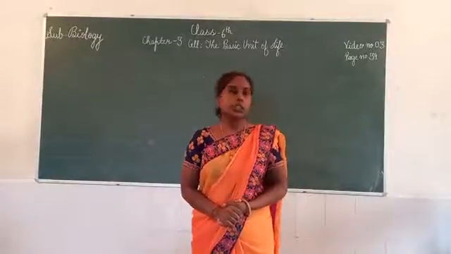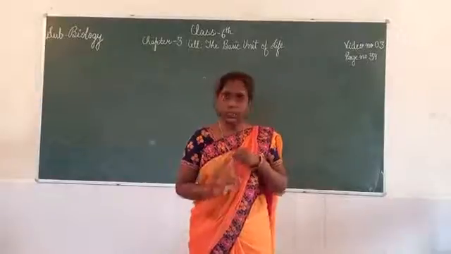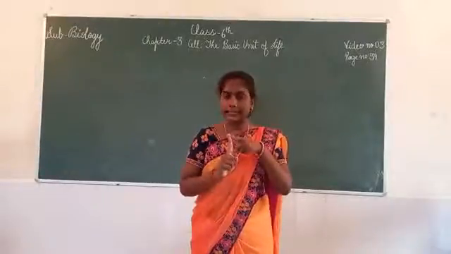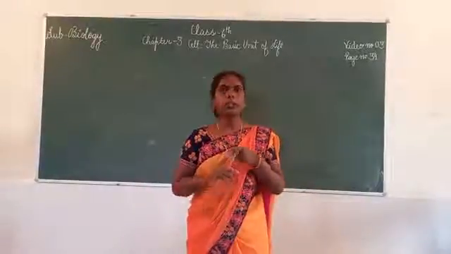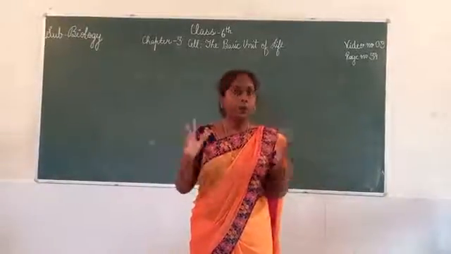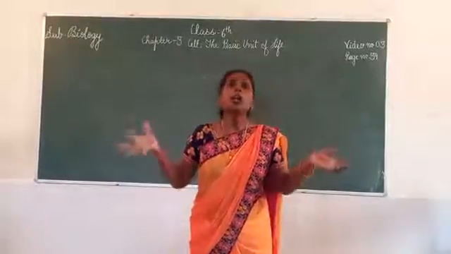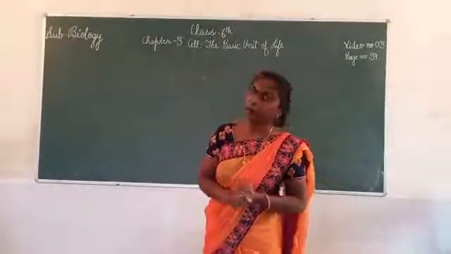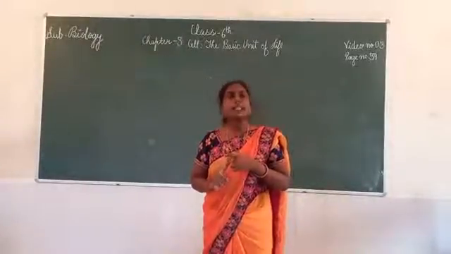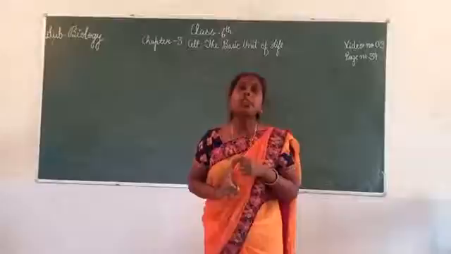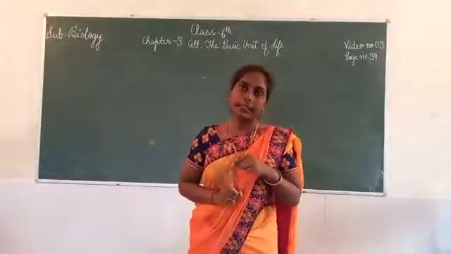There were a total of 3 points in the cell theory. According to the cell theory, the first point is that all living organisms are made of cells. Whether it is a plant or an animal or any kind of living organism, all living organisms are made up of cells. This is the first point of the cell theory. Second point, the cell is the basic unit of structure and function of all living organisms.